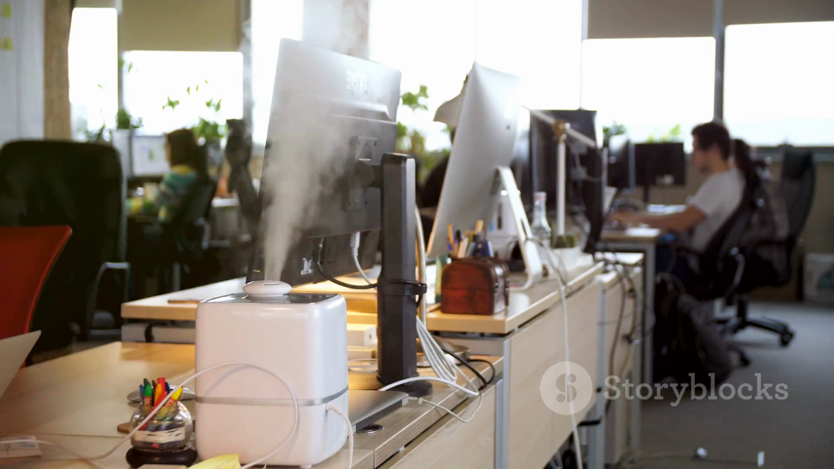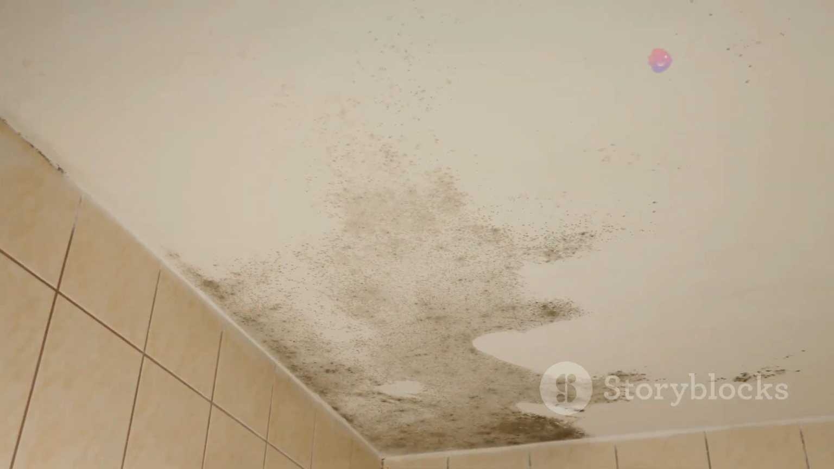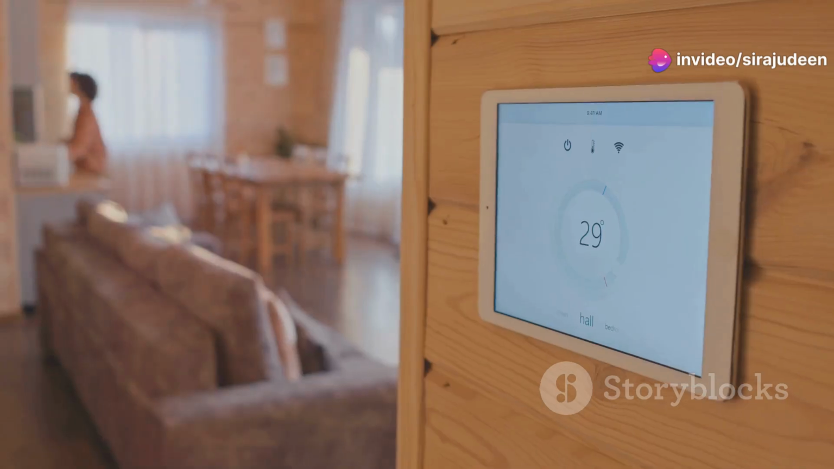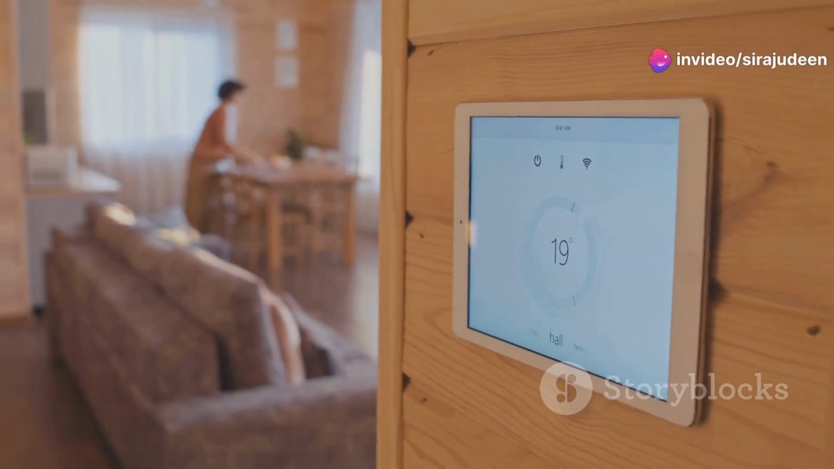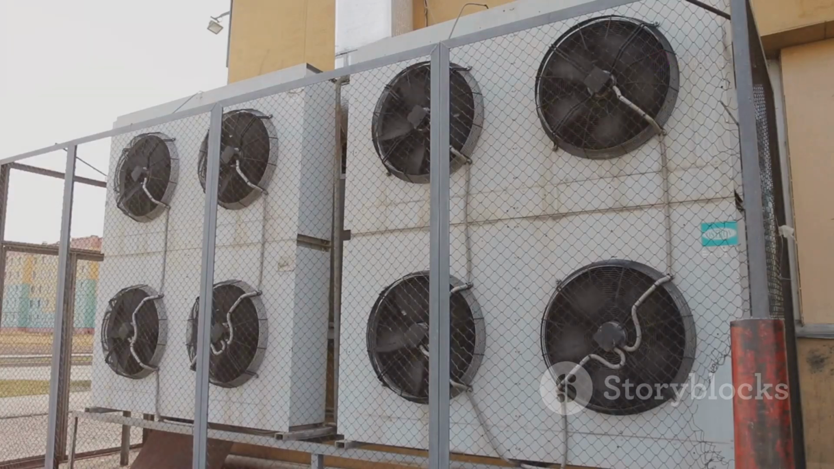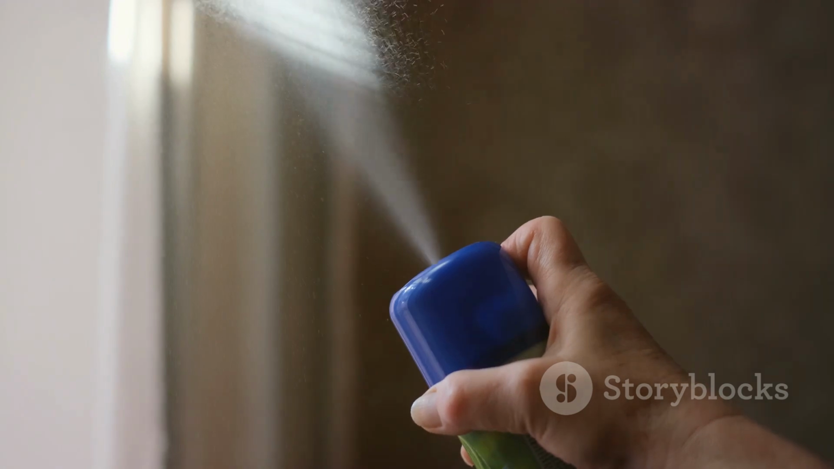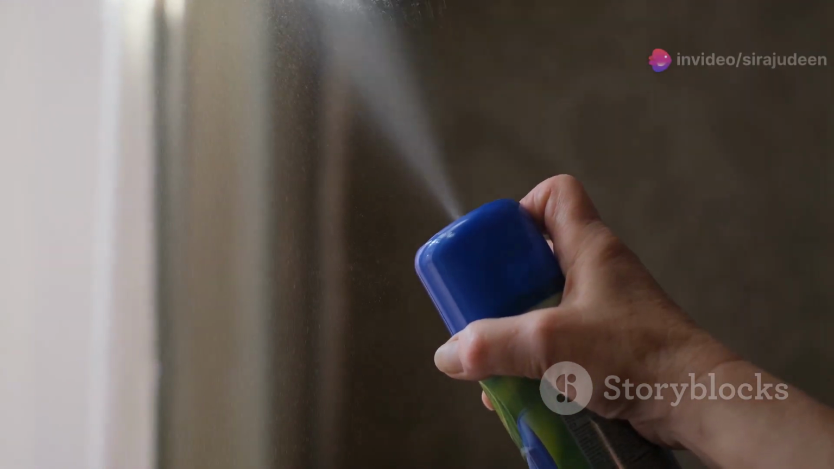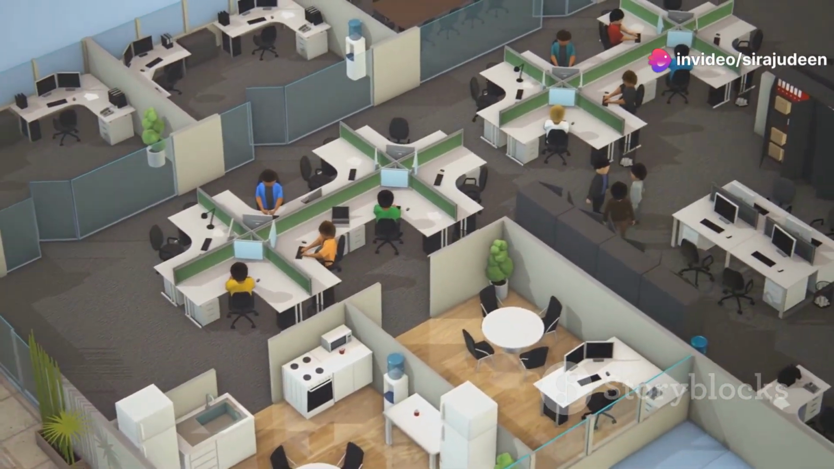Humidity control is another critical factor. High humidity levels can lead to discomfort, mold growth, and respiratory issues. Ideally, indoor humidity should be maintained between 40% and 60%. Fresh air ventilation is essential for diluting indoor pollutants. These pollutants include carbon dioxide, volatile organic compounds, and odors. The amount of fresh air required depends on the building type and occupancy levels.